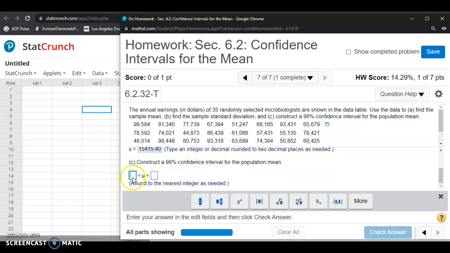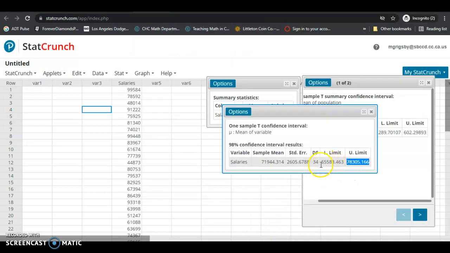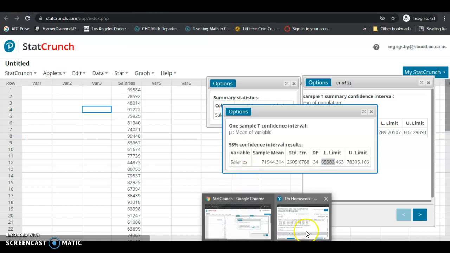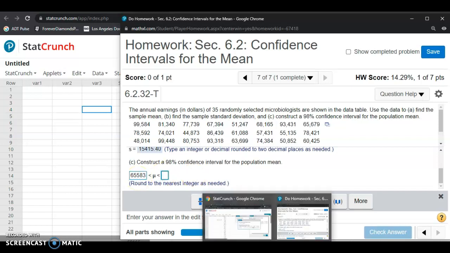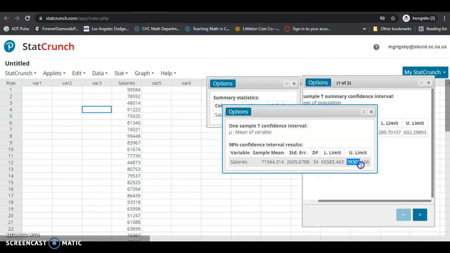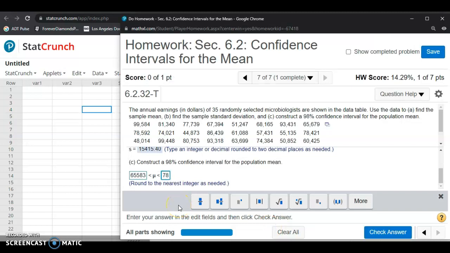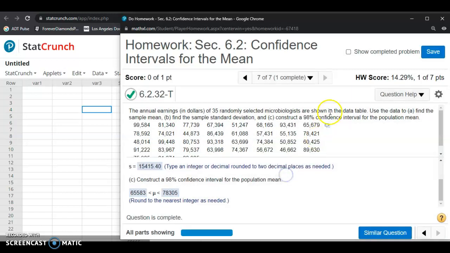The lower limit goes in the left box, and we're going to round it to the nearest whole number. When it says round to the nearest integer, it means to the nearest whole number. So the lower limit to the nearest whole number would be 65,583. And then the upper limit would be 78,305. Let's check our answer. Great, so this is how you do problem number 7.